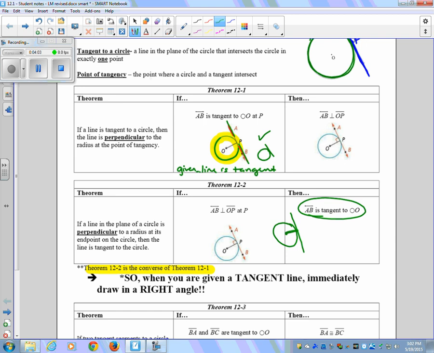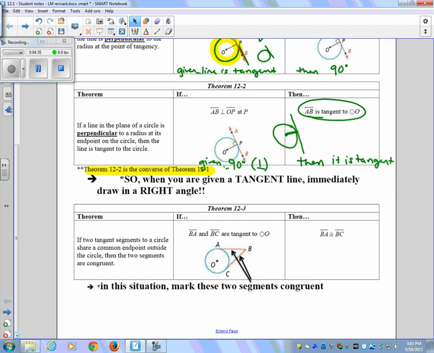Given the line is tangent, we can conclude there's a 90-degree angle, right? Perpendicular. Down here, we're given that it is a 90-degree angle. In other words, it's perpendicular. That's given information. And over here, that means we can conclude, okay, then it is a tangent line. So it's just the converse. If you remember, it kind of switches the if and the then.